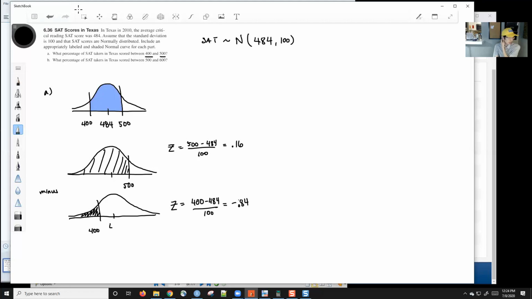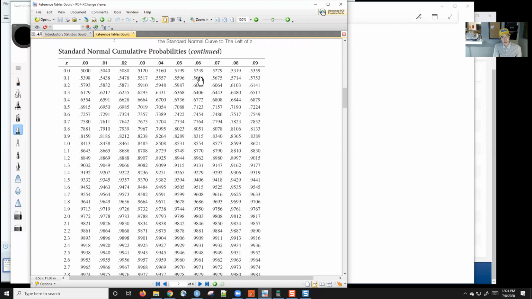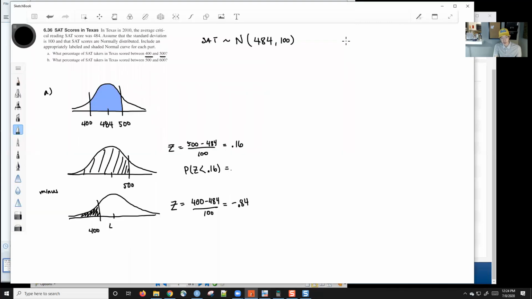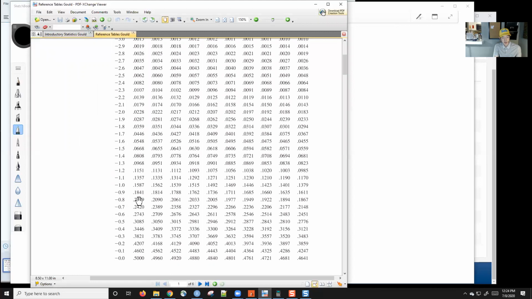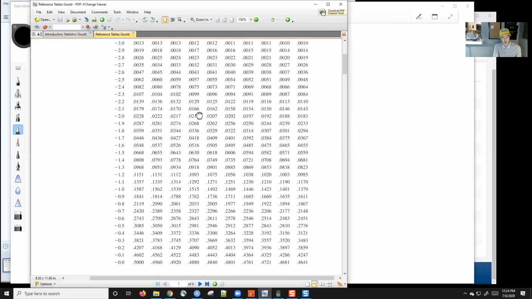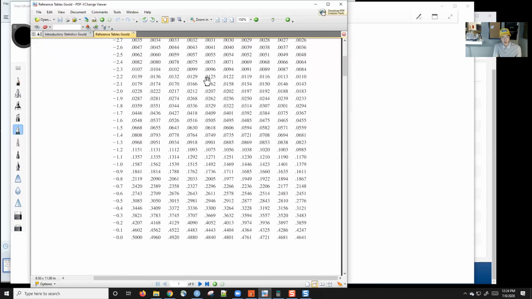Okay, so I looked this up in the table. Probability that z is less than 0.16. Go to the table, row 0.1, column 06, 0.5636. So this area is 0.5636. Then we find the probability that z is less than negative 0.84. I go to negative 0.8, column 04, which I think is this one, 0.2005.